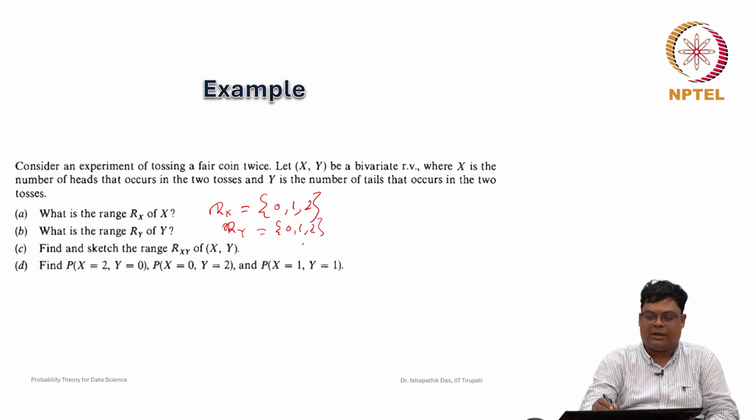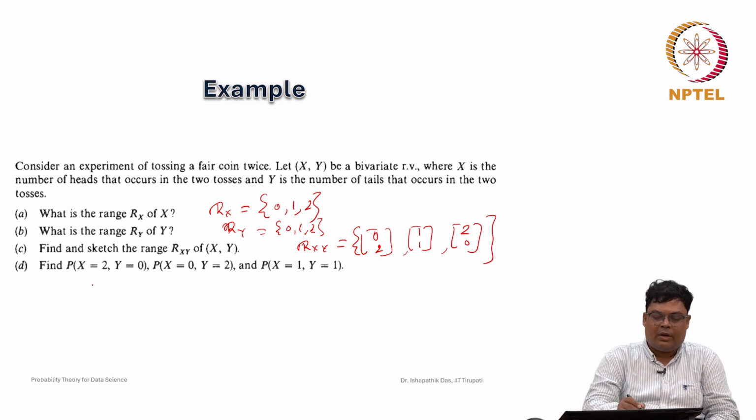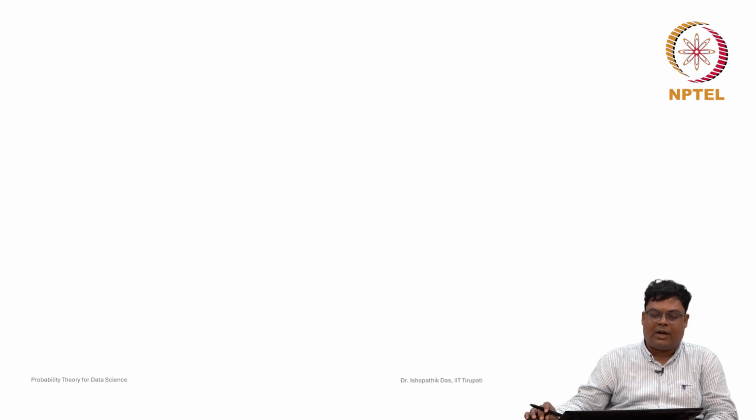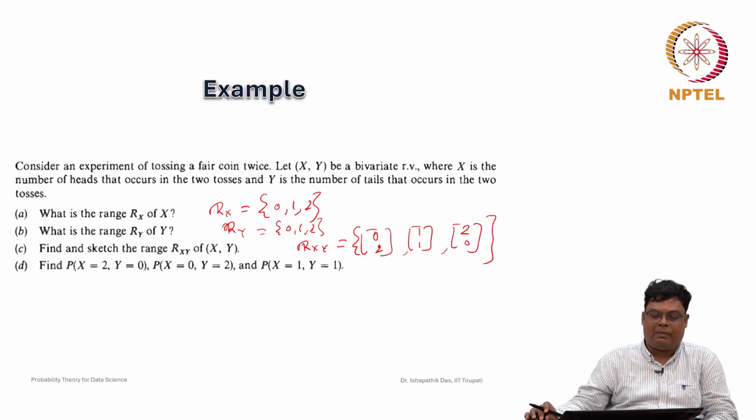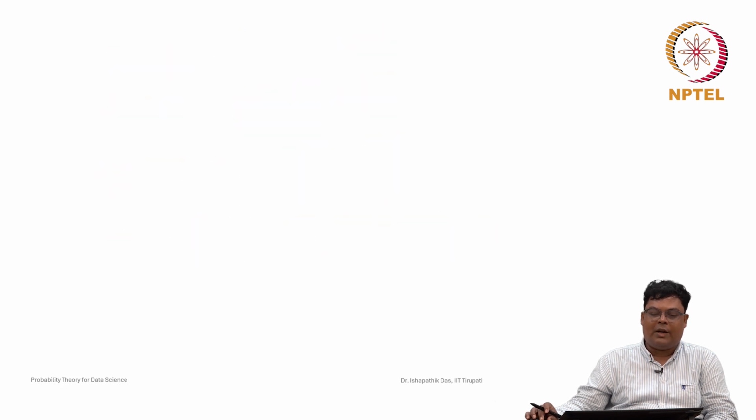The range Rxy is nothing but what we have found: (0, 2), (1, 1) and (2, 0). All points are in R2. Now, the question is: what is the probability of X equal to 2, Y equal to 0? This notation we have already discussed, but we will discuss again what it means.